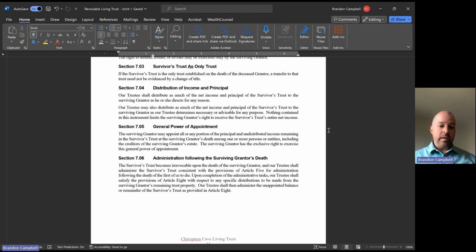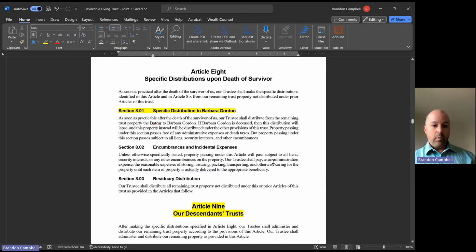And then finally, administration following the survivor's death. Once we have both passed away, at that point, the trust is going to become irrevocable and it cannot be changed. And from there, the next trustee that steps in is going to follow it based on the instructions we have provided. In some trusts, we're going to have a section where we actually provide what gifts we want to leave other than to each other and to the main beneficiaries, the main heirs.